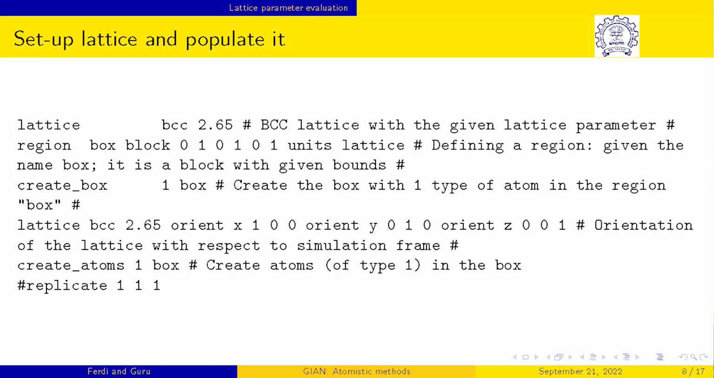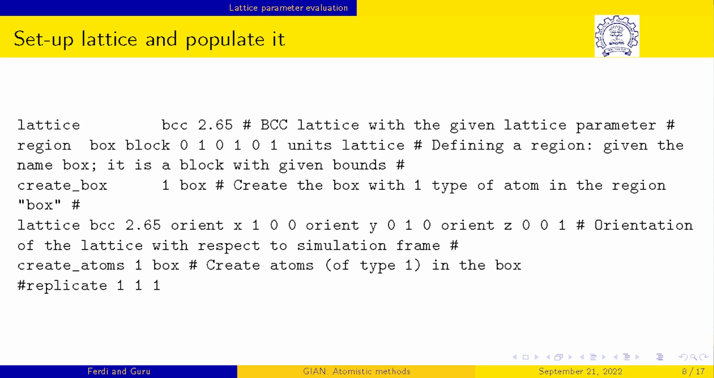Now we want to set up the lattice and populate it. So we set up a BCC lattice with 2.65 as the lattice parameter. What is the unit of 2.65? Metal units. In metal units, what is the unit of length? Angstroms. So this is 2.65 angstroms. It is important for you to have these numbers in mind, or look them up at least in the initial stages.